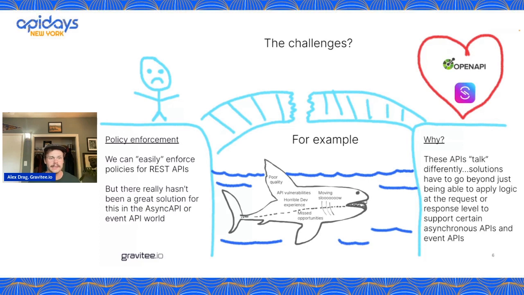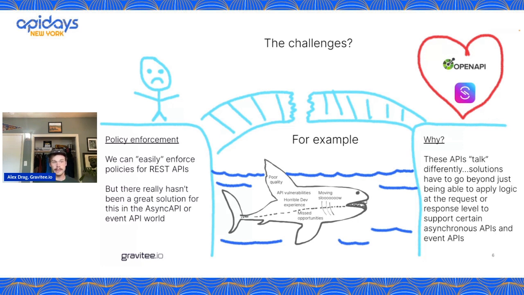And now, why is this? We mentioned there's this gap in what solutions can do. There admittedly are many reasons, but one major reason that we've run into is that many of the gateway solutions out there know how to apply policies to the request and response phases of communication. The way that these APIs talk is well understood by the gateway.